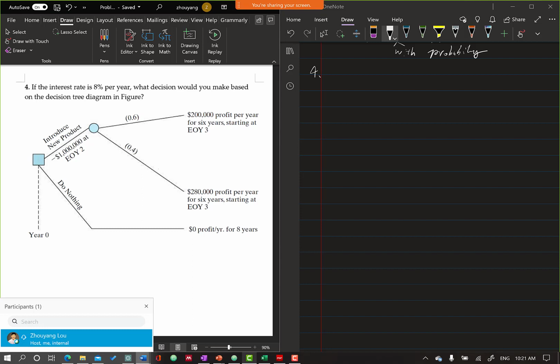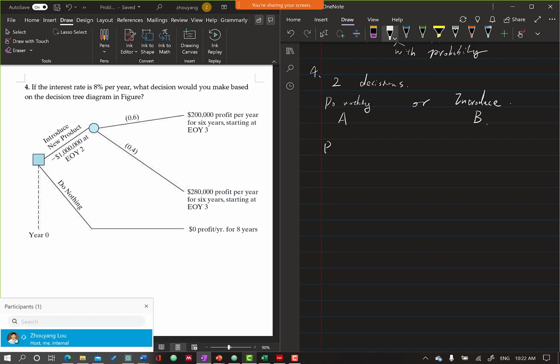So basically for this decision, we have two decisions: do nothing or introduce the new product. Let's calculate, and we want to use the present worth to compare both options. So we call the do nothing strategy A and introduce B.